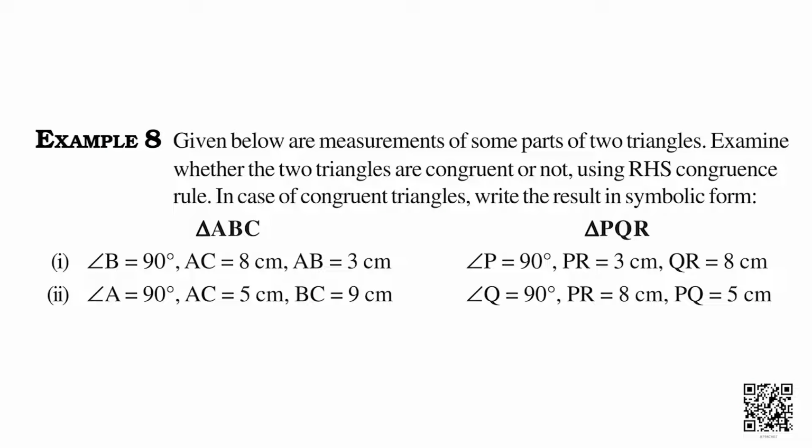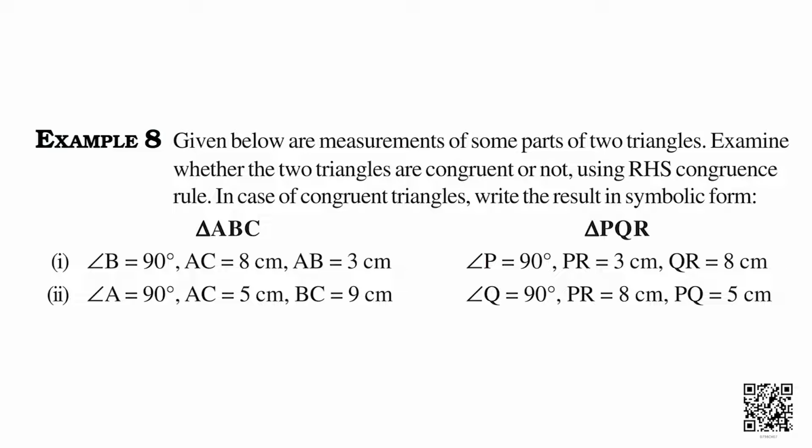Let us strengthen this concept with this example. Here we have been given measurements of some parts of two triangles. We have to examine whether the two triangles are congruent or not using the RHS congruence rule. In case of congruent triangles, we have to write the result in symbolic form.